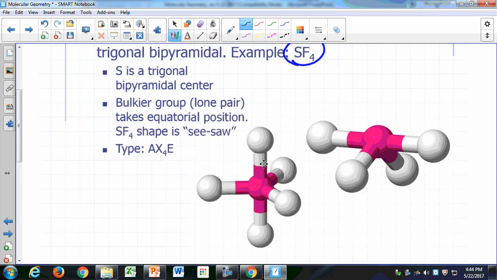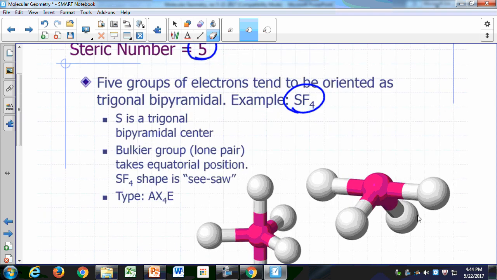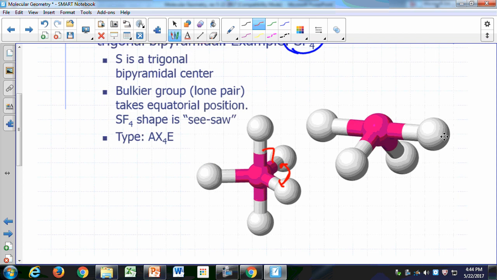Okay, so this is AX4E. 4 groups with an atom at the other side, and then you have a lone pair. Well, since a lone pair is much bulkier than the single bonds, it will try to find a position that is farther away from the other groups, and the preferred positions of lone pairs would be the equatorial positions. Remember, equatorial positions are 120 degrees away from each other, whereas an axial position is 90 degrees from 3 equatorial positions.